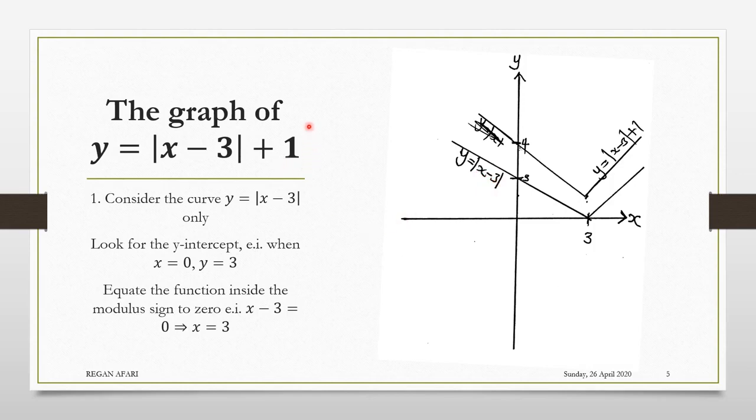But what else do we have? We have plus 1. As I told you, all the constants outside the modulus stand for the upward or downward movement of the curve. Now this is plus 1, so we move the curve upward by 1 unit. So this 3 moves upward by 1 unit to 4, and we are good to go. That is what I added here, shifting the curve upwards by 1 unit. So when you shift it upward by 1 unit, you get the curve y equals the absolute value of x minus 3, plus 1.